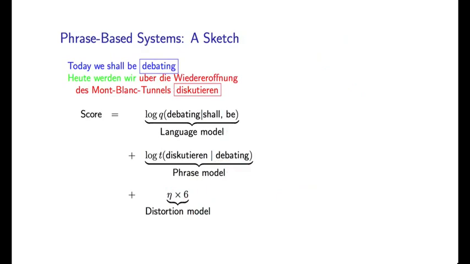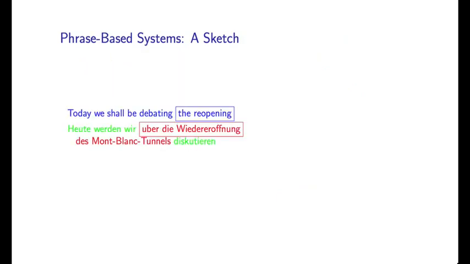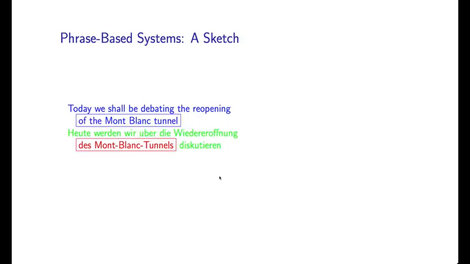And this process will continue, so maybe at the next step we'll choose these 3 German words to be translated as the reopening. And again, this is going to have a language model score, a phrase-based model score, and a distortion score. And then finally, we might translate this German sequence as the English sequence of the Mont Blanc Tunnel.